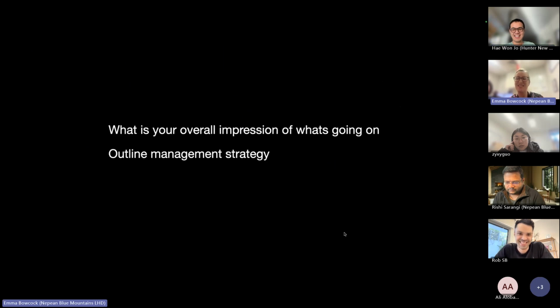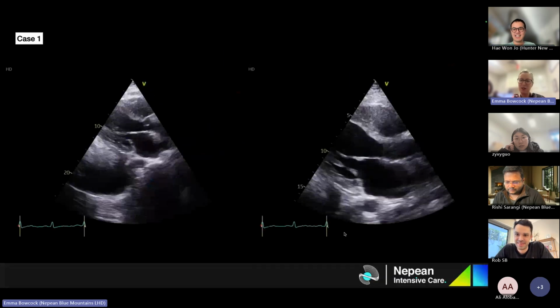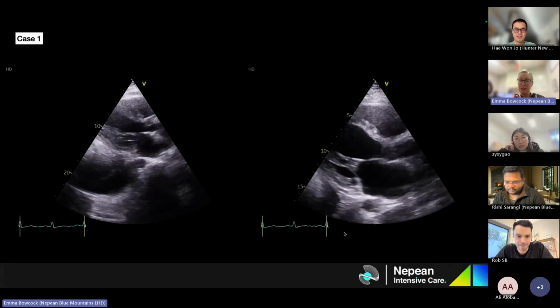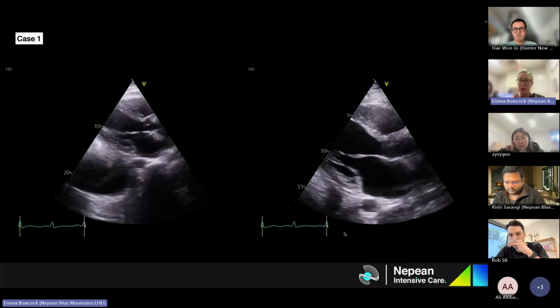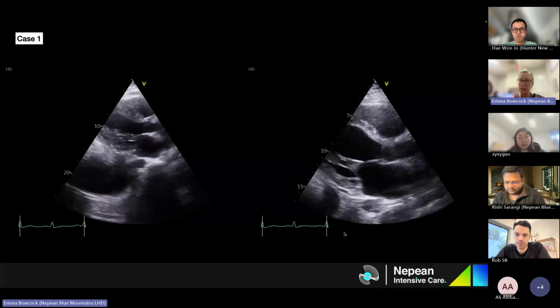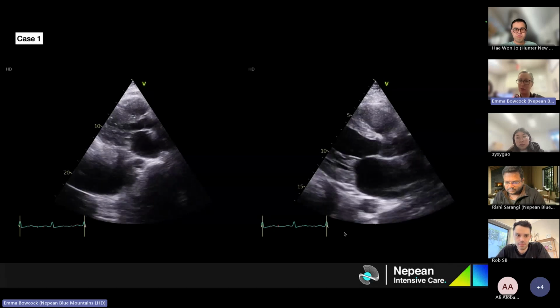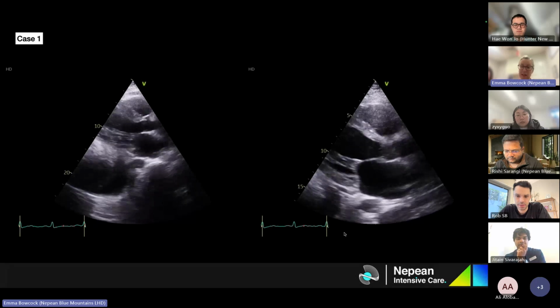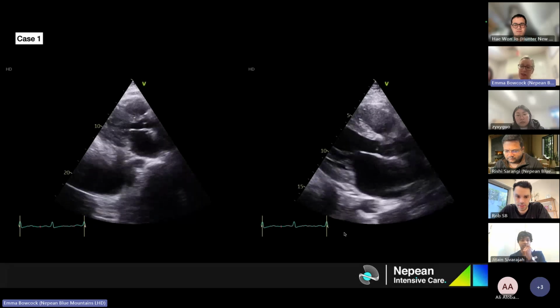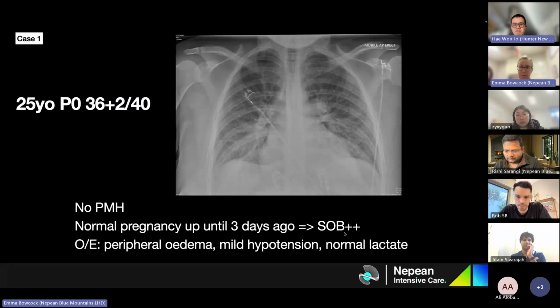Good job. Well done. Let's just go through. I thought you did very well. I think you got all the major things, and your initial management plan sounds very reasonable, as do your initial thoughts about what's going on. I really love that you said it's a diagnosis of exclusion, because it absolutely is, and you need to think about other things. But let's just go through the echo pictures first.